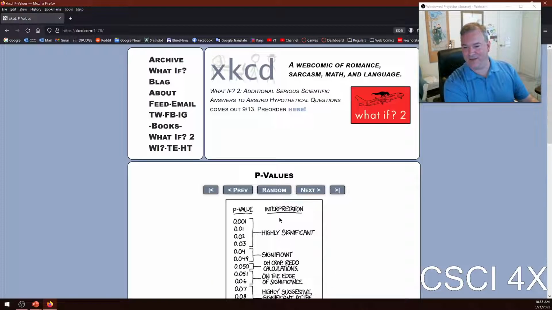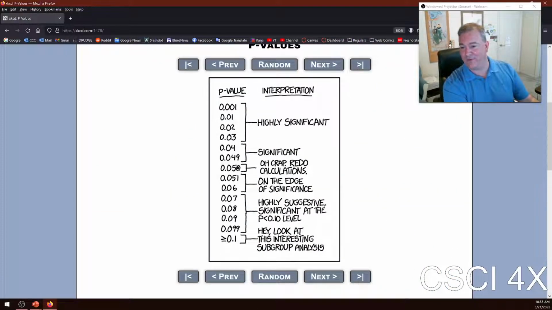Yeah, so the cutoff for p-values is usually less than 0.05. So 0.05 means there's a 5% chance it was due to chance, right? And if you get exactly 0.05, it's saying redo the calculation, so it doesn't look fake. Significant on the edge of significance, highly suggestive, significant at the 0.10 level. Hey, look at this interesting analysis, highly significant. Yeah, it's a joke, but it's also kind of actually what p-values mean. If you get a really low p-value, that means you're very certain that your results are true.